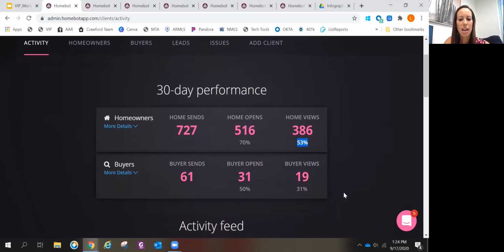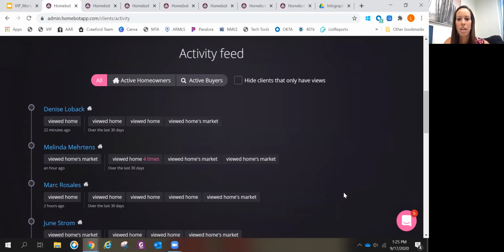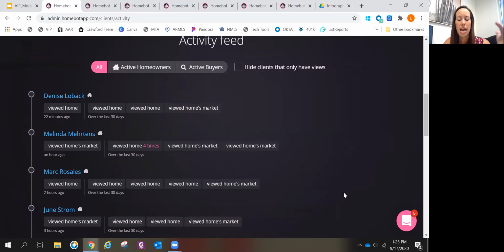Below this, what I love is this, it is your activity feed or your hot sheet, I like to call it. So it literally shows you every single person and who's opening this. So a lot of my agent partners every Monday have a time block, or every whatever day, to go into Homebot and see who's engaging with their report that week. And they use that as their call log.